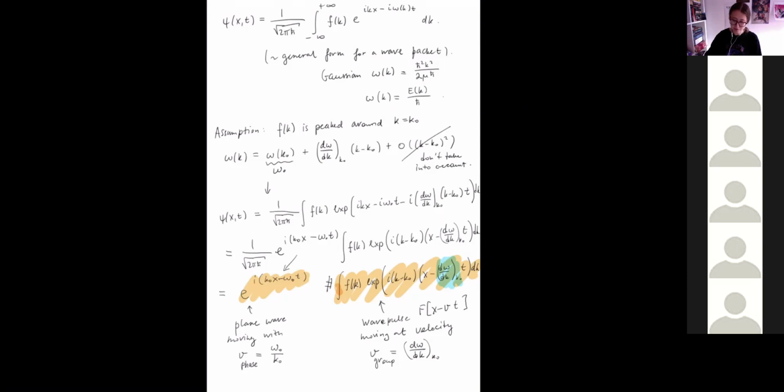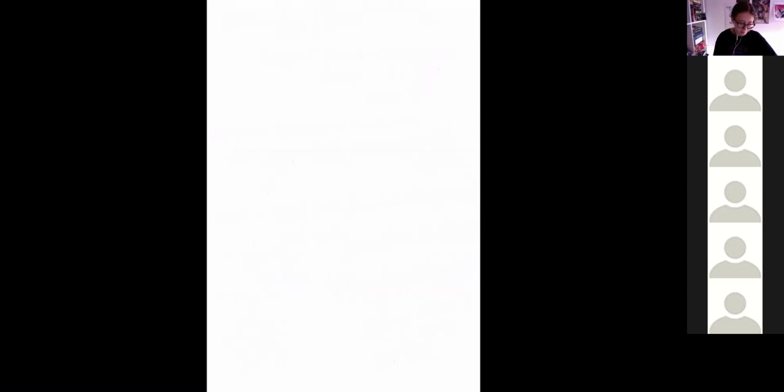Of course, one can argue that we can take higher terms in our decomposition of omega of k in the Taylor series. But these terms will give a smaller contribution, essentially, and so this approximation is only to the first order terms. Okay, so we identified what we mean by phase velocity and group velocity for the wave packet.